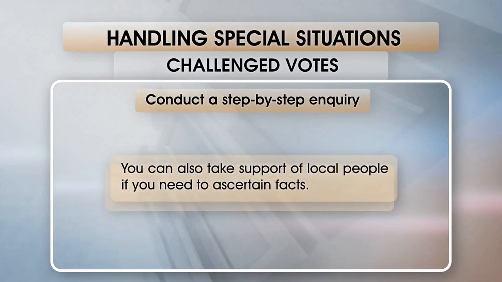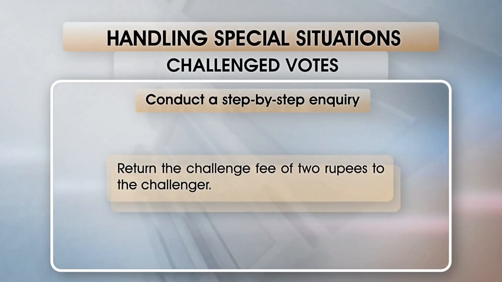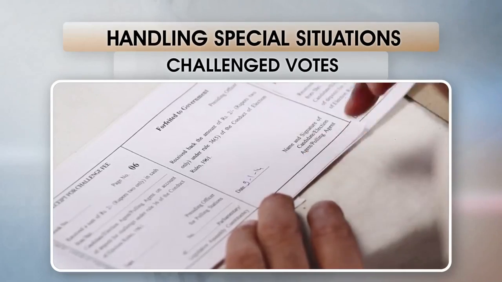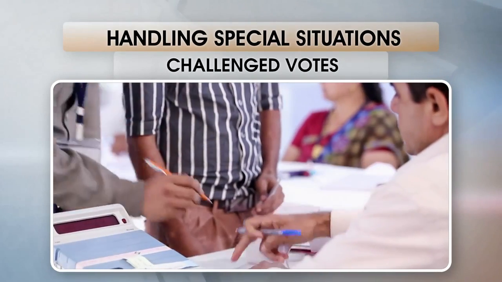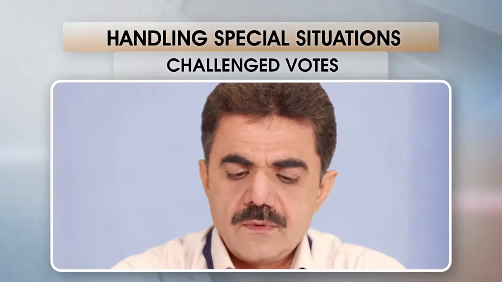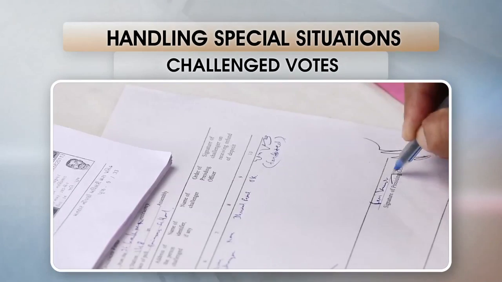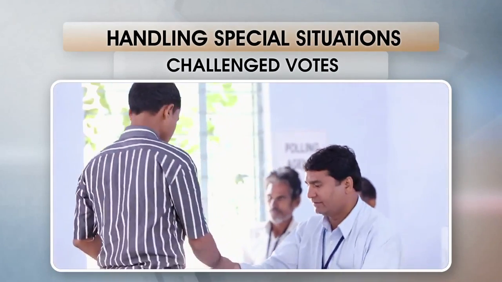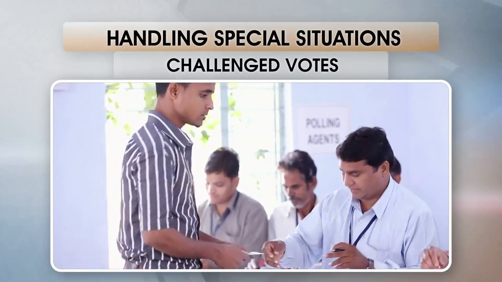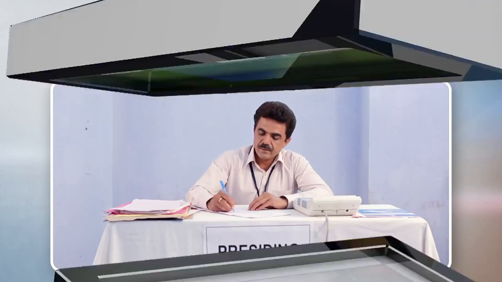You can also take support of local people if you need to ascertain facts. Return the challenge fee of 2 rupees to the challenger. In case you find that the challenge was not done in good faith, forfeit the amount. Also enter the word forfeited in column 10 of Form 14 and the relevant counterfoil in the receipt book. The presiding officer has to prepare a list of such challenged voters.